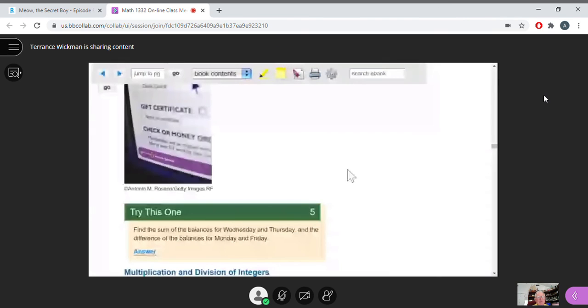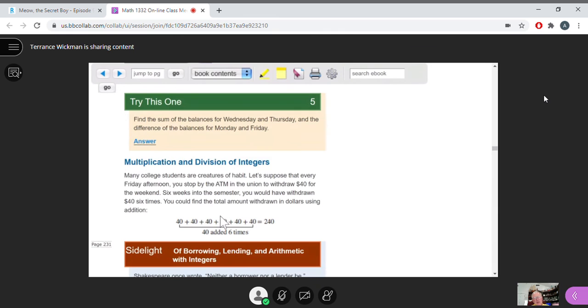Let's see what we're going to try to do here. It looks like in this problem right in front of us, let's take 40, 40, 40, add it, get to 40. And it's just like multiplying by 6. That's all it is.